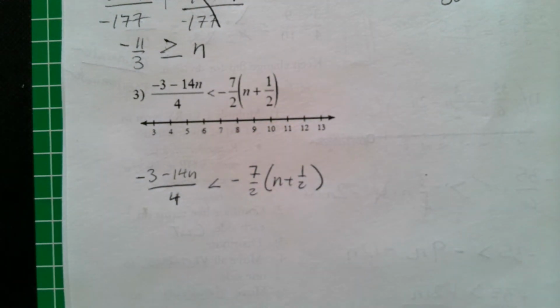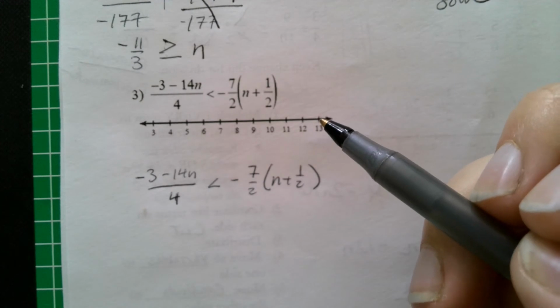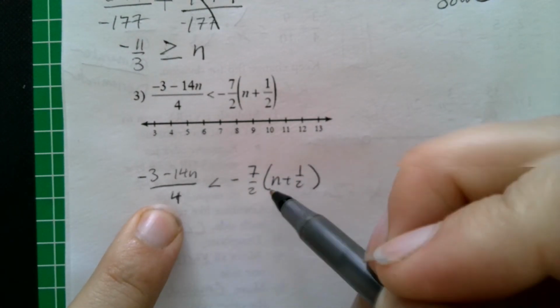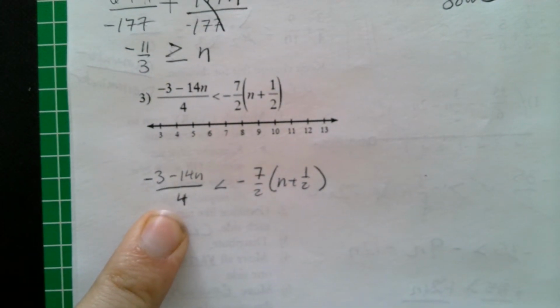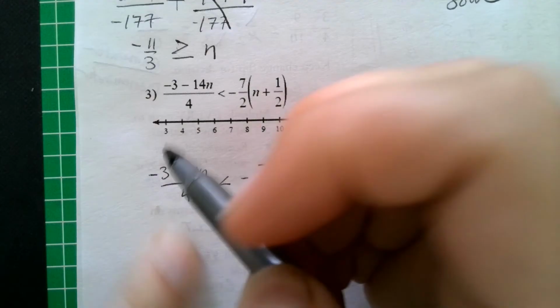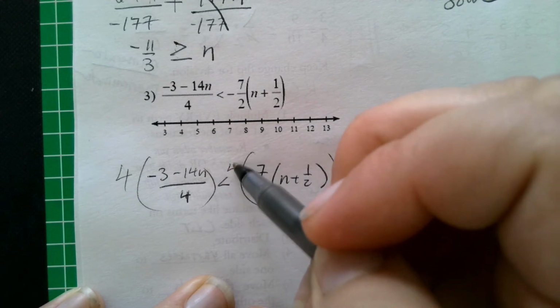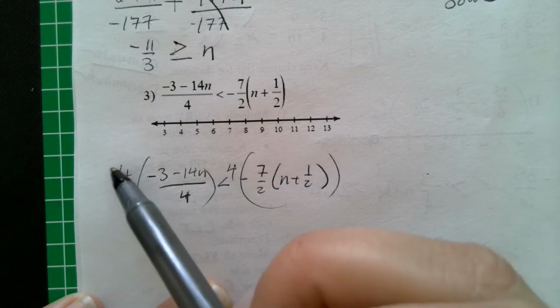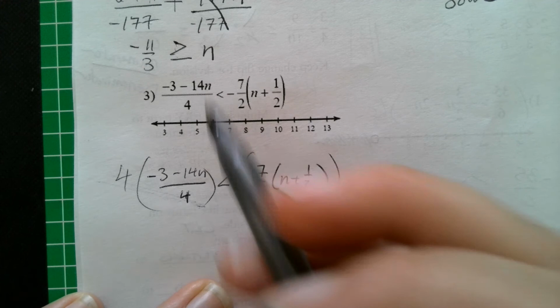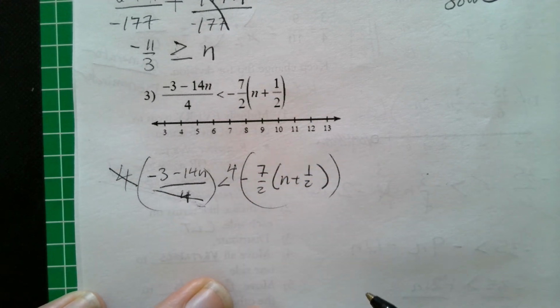Okay, so what we're going to do now is I don't want to deal with fractions. I'm going to multiply everything by 4. Why did I pick 4? Because it's the common denominator for both of those. Okay, so I'm going to multiply this side by 4. And I'm going to multiply this side by 4. What happens with those 4s? They better cancel out because that's the entire point of multiplying.